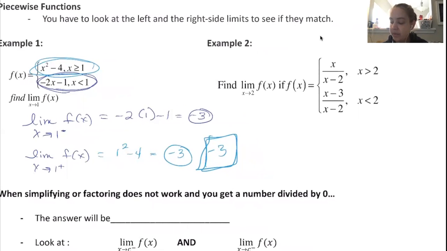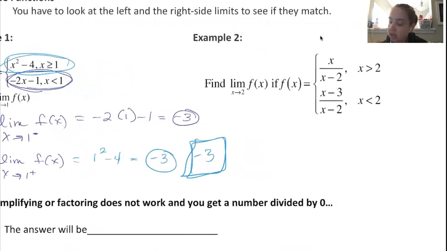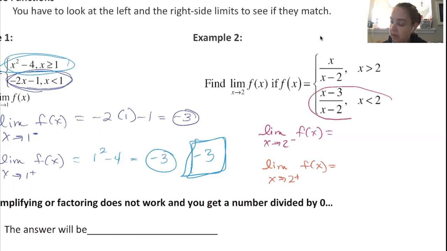So I haven't worked out example 2 yet, but let's check this one out. Same idea, I want you to talk about left and right hand limits. So we're going to have the limit as x approaches 2 from the left of f of x, and the limit as x approaches 2 from the right of f of x. Remember, those don't mean negative 2, and they don't mean positive 2, they mean left and right. So 2 from the left, is that x greater than 2 or is that x less than 2? It's x less than 2, it's this one.